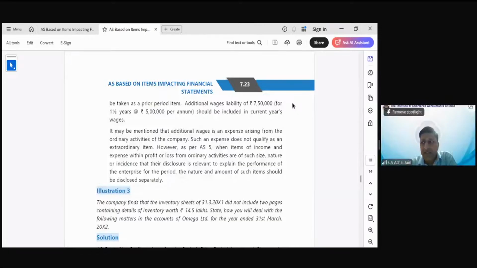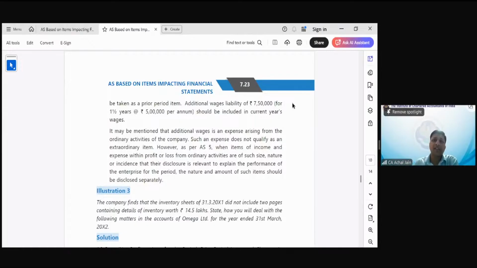So let me just quickly explain you. See, there are a few concepts we discussed: extraordinary, exceptional, changes in accounting estimates, changes in accounting policies. I'm not sure whether you have been able to attend this or not. So it appears as if you were not there. That's why you have this query.